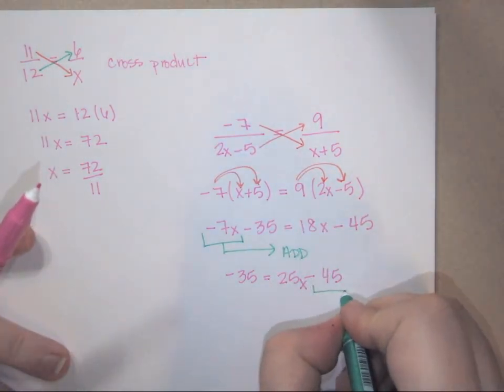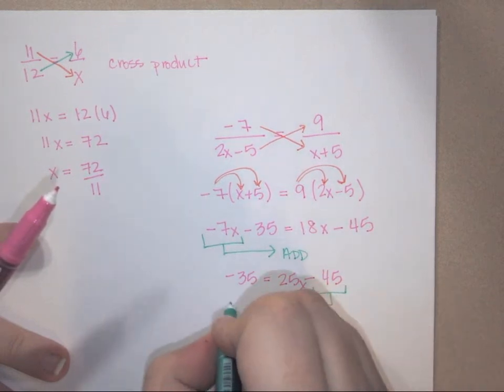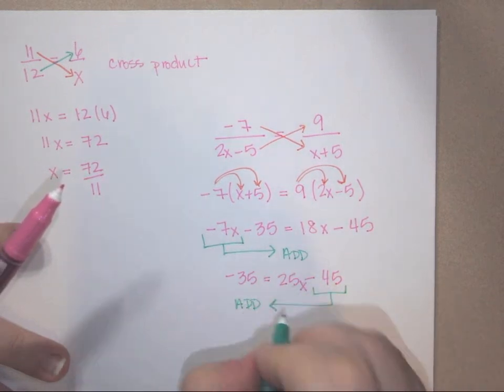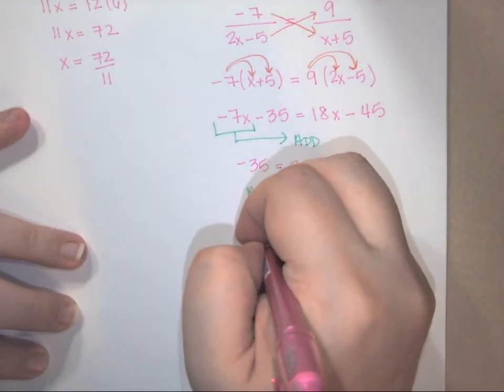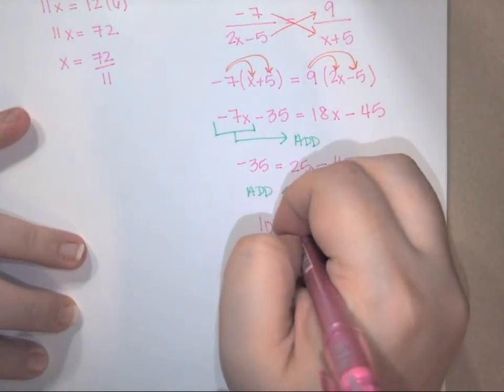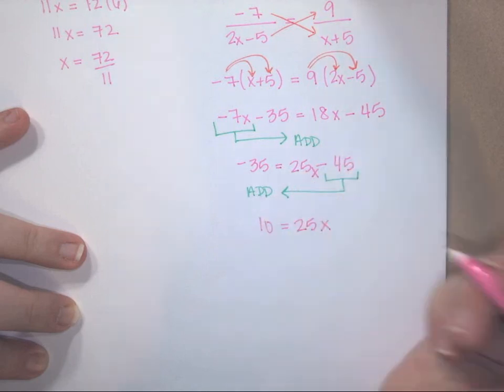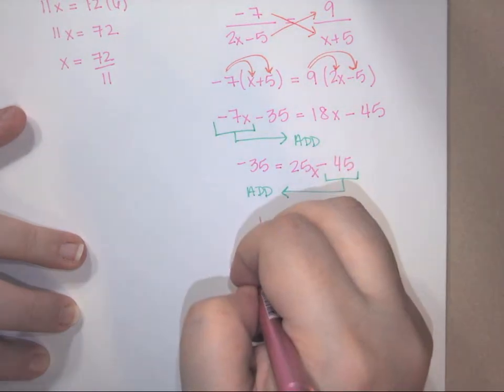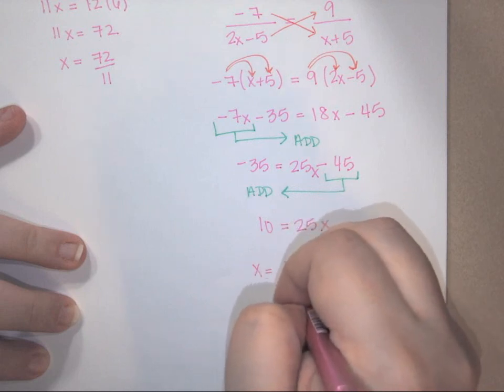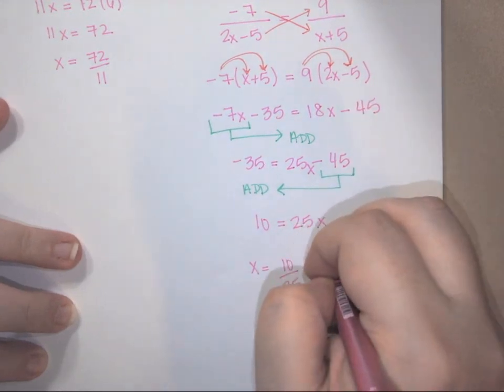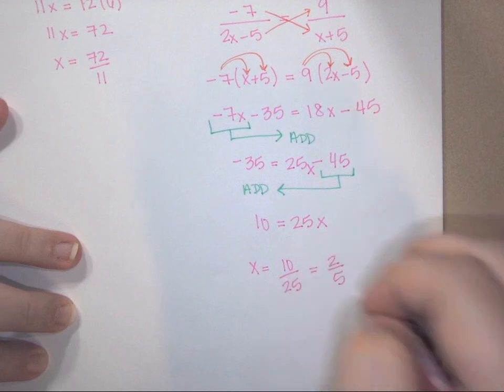I then have to take this 45 and move it. Again, because it's negative, I have to add. So I end up with 10 equals 25x. Get x by itself. So x is going to be 10 over 25 and reduce. In this case, we end up with 2/5.